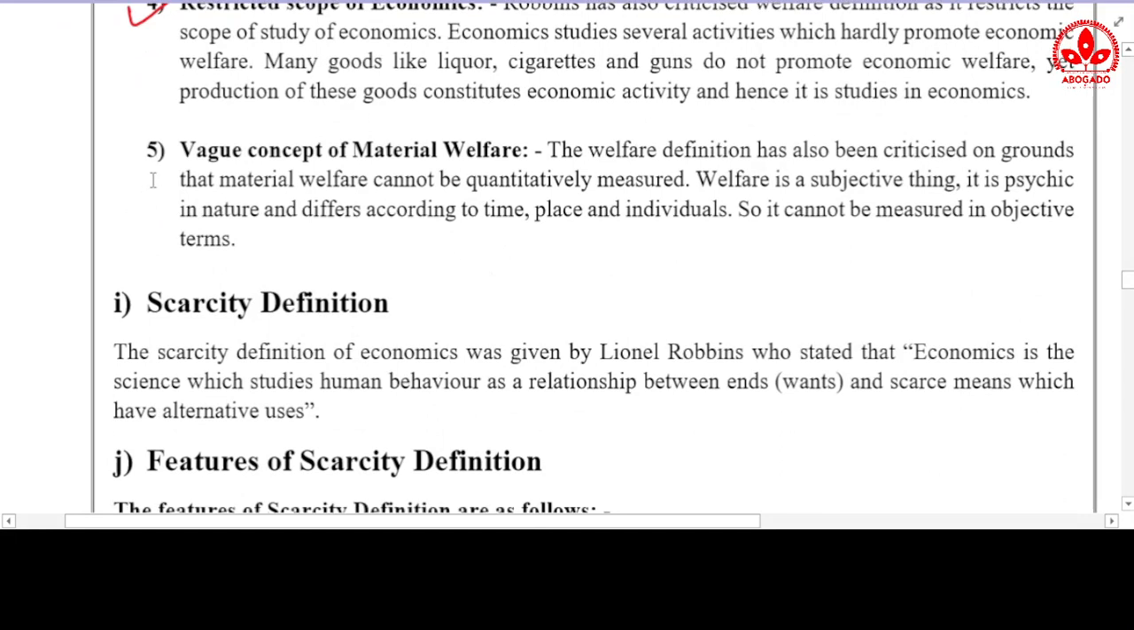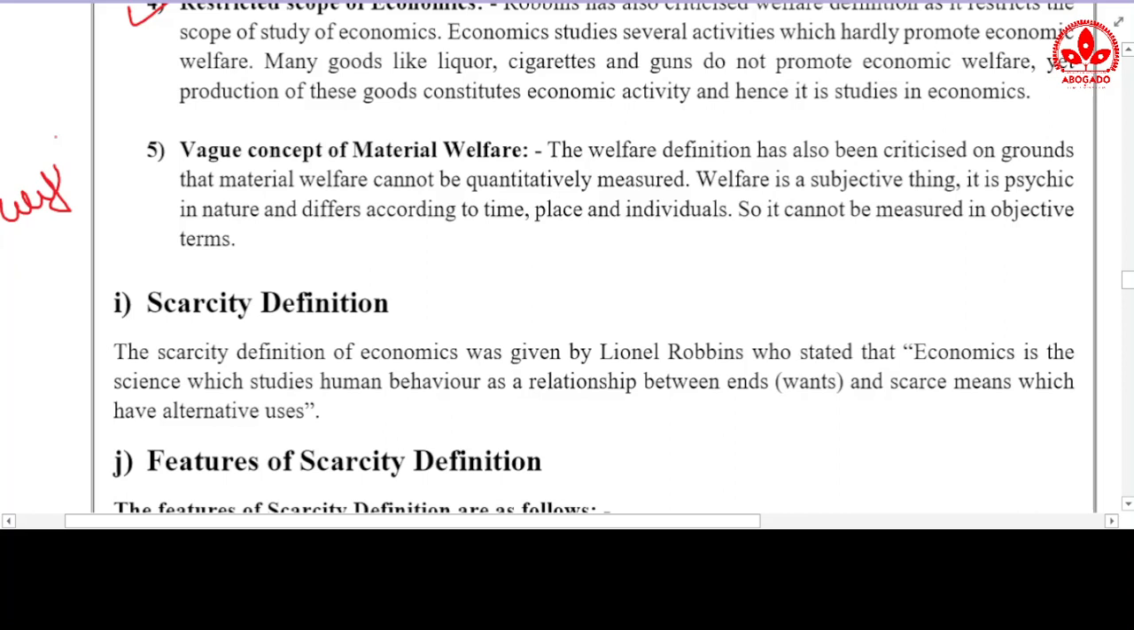Okay, and the last one is the vague concept of material welfare. Now the welfare definition has been criticized on the ground that material welfare cannot be quantitatively measured. Welfare is a subjective thing, it's psychic in nature. Now what is the meaning of welfare? Welfare means a state of good living, like I have good health, I have a good family, I have good friends. So this is what we call economic welfare.